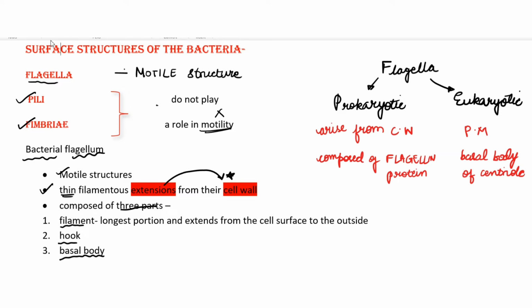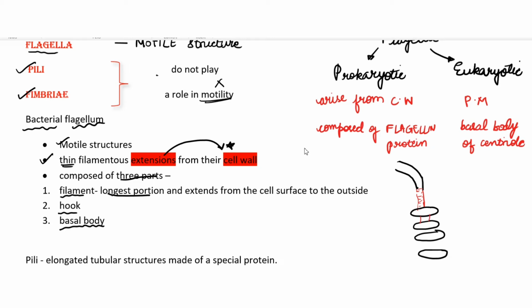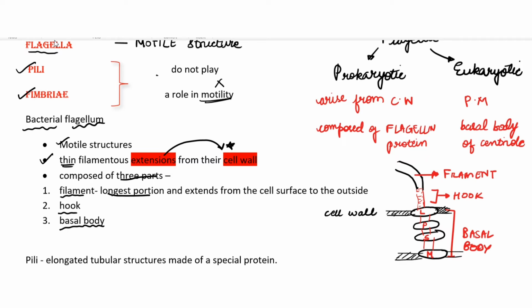Now I'll draw the structure so that you understand. This part is the filament, which is the longest part, and this part forms the hook. And we have three rings, the L, P, S and M rings. These together comprise the basal body. Here you see the L ring, it is in the cell wall, and the last ring, the M ring, is in the cell membrane. This is how a bacterial flagellum looks. So remember that bacterial flagellum arises from the cell wall. It's an NCERT line, remember.